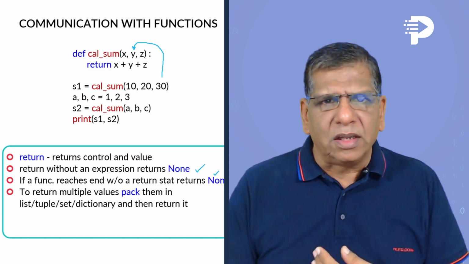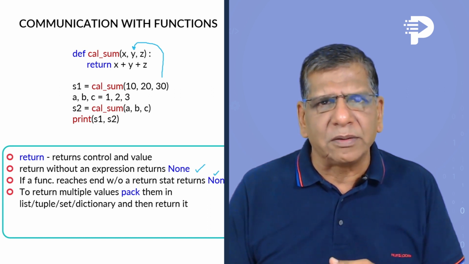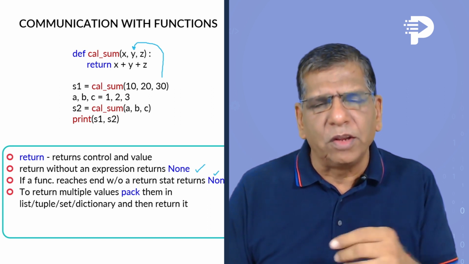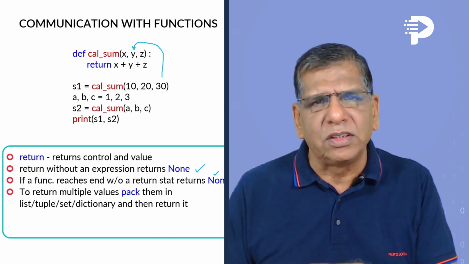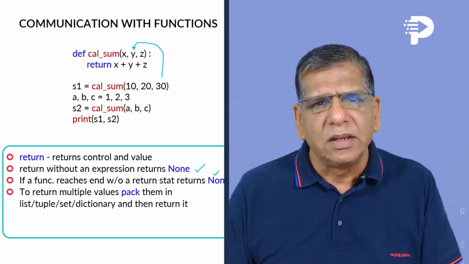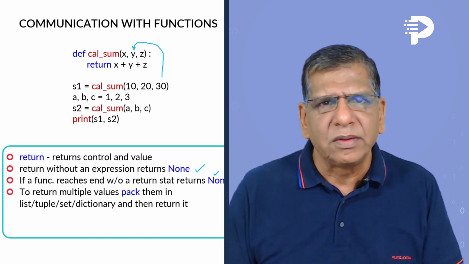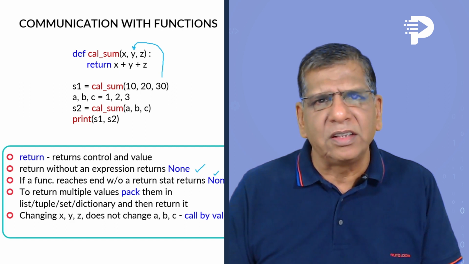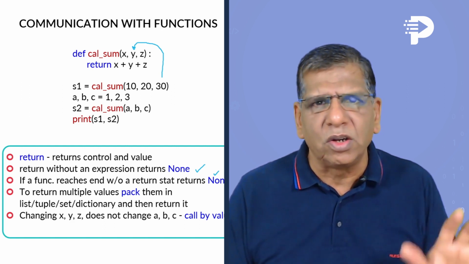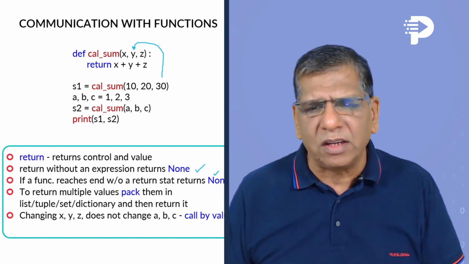Then another important thing, if you make any changes in values of xyz in the cal_sum function, suppose you say x equal to 35, y equal to 45 and z equal to 65, and then you return the control back. When you do so, you will find that ABC do not change. Means any change in xyz is not incumbent upon values of ABC. ABC would continue to hold the original values. Whenever such a thing happens, it's known as a call by value.